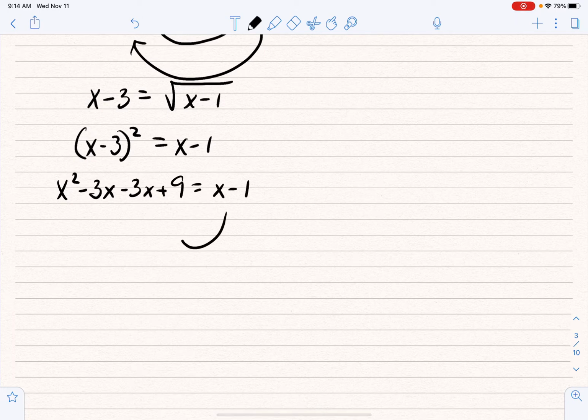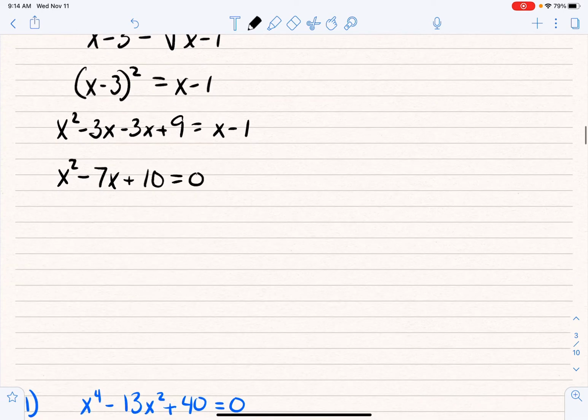And now I'm going to bring all of this over to this side so I can set it equal to 0. The arrow's taking up a lot of room. So I'm going to get x squared. I got negative 3x, negative 3x, negative 6x. I'm going to subtract another x, so I get negative 7x. I got a positive 9, and I have to add one more. So I have plus 10 equals 0.